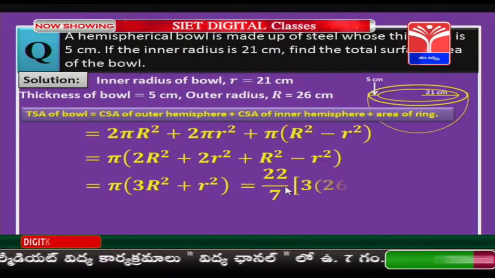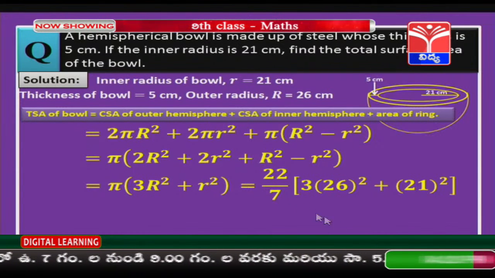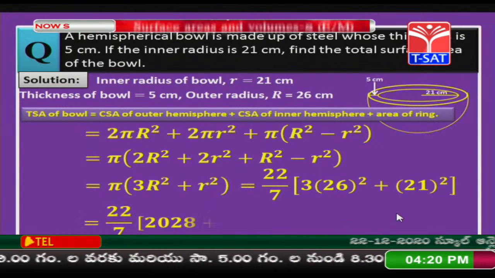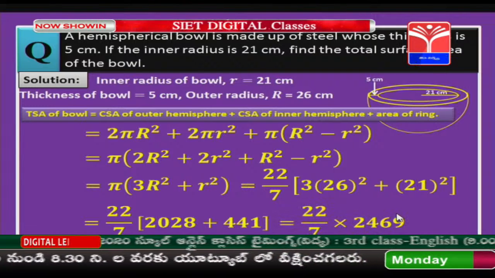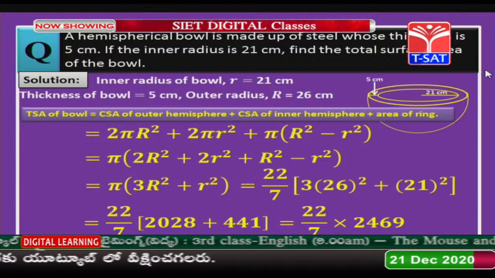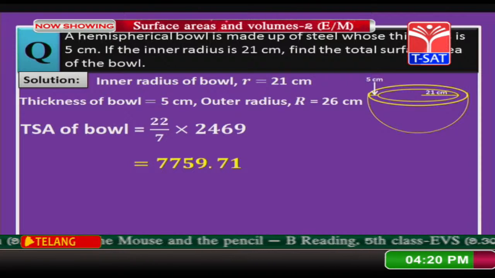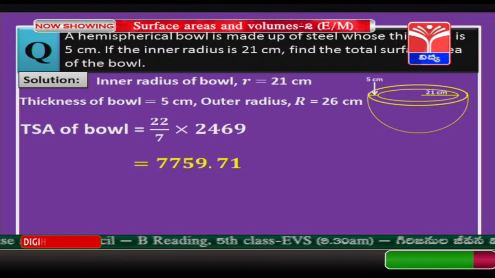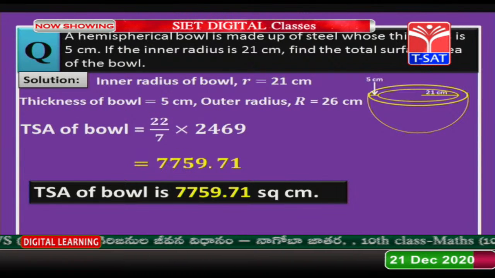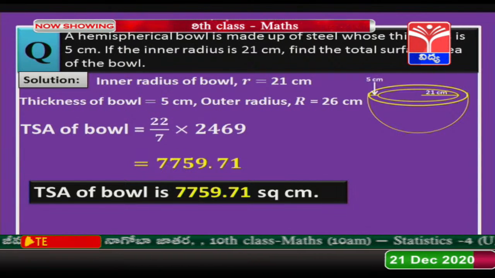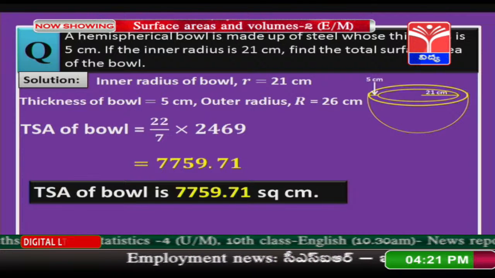So, now we will substitute the values of both capital R square and small r square. So, on substituting these values and simplifying, you get the value as 22 by 7 into 2469. So, on simplifying further, you get 7759.71. Hence, I can say that the TSA of the bowl is 7759.71 square centimeters.